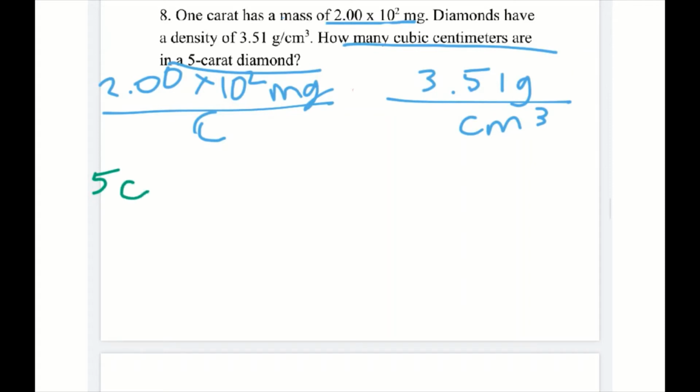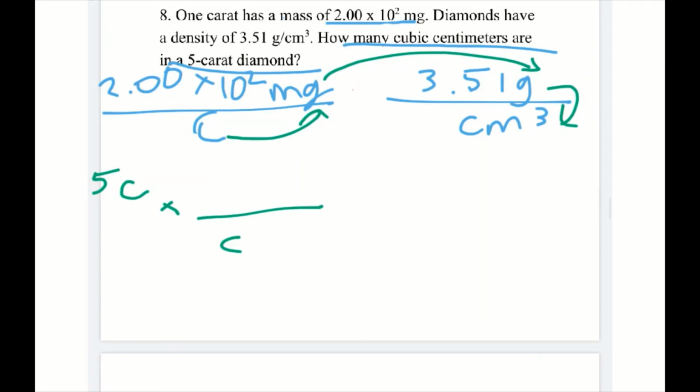And let's multiply this by conversion factor in order to get us closer to cubic centimeters. So we have to think of like a roadmap. So we can go from carats to milligrams, hopefully milligrams to grams, and then grams to cubic centimeters. That would be a very efficient roadway in order to get to our answer. So I am going to do that. So let's multiply 5 carats by the conversion factor here. So if we want carats to cancel out, we will put carats on the bottom. So carat on the bottom, and on the top we will put 2.00 times 10 to the second mg.